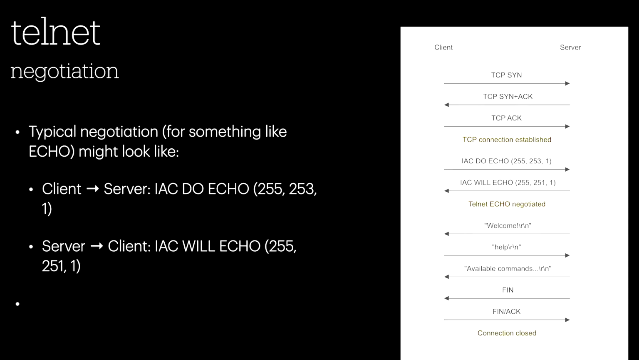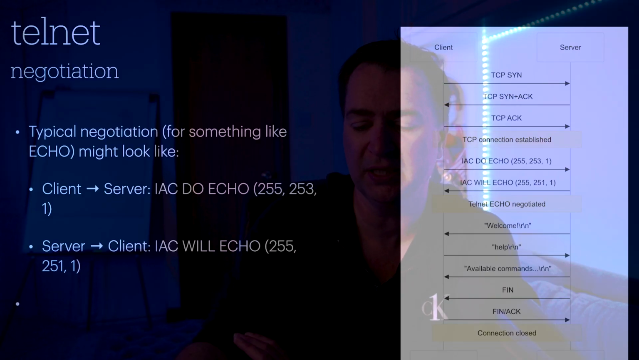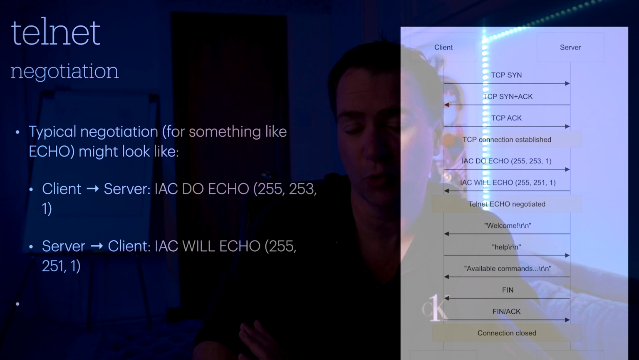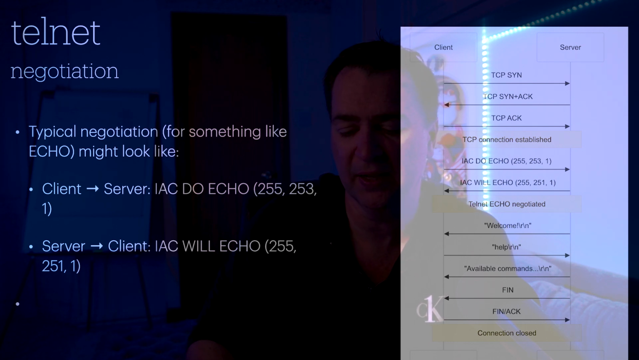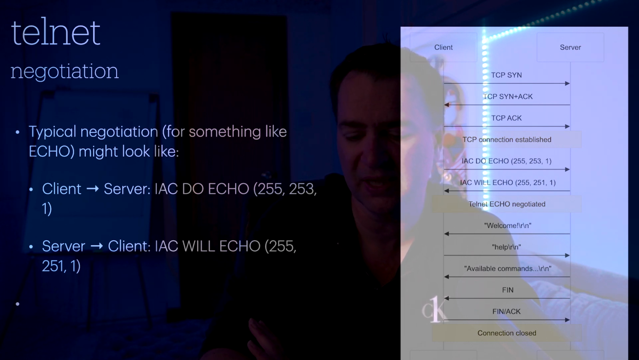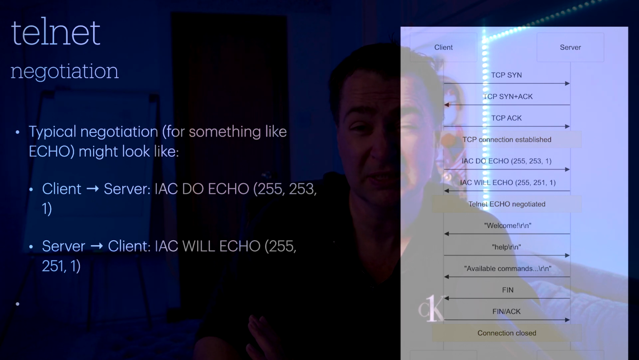It is a basic TCP connection, and then you see the first command that happens is IAC DO ECHO, and then it comes back and says IAC WILL ECHO. So that's the first part of the connection. Who's responsible for echoing characters? Am I echoing characters or are you echoing characters? And then once it's negotiated, you've got a normal TCP connection where you can send data back and forward. I get a welcome message, I can send help. It's just TCP in that sense.